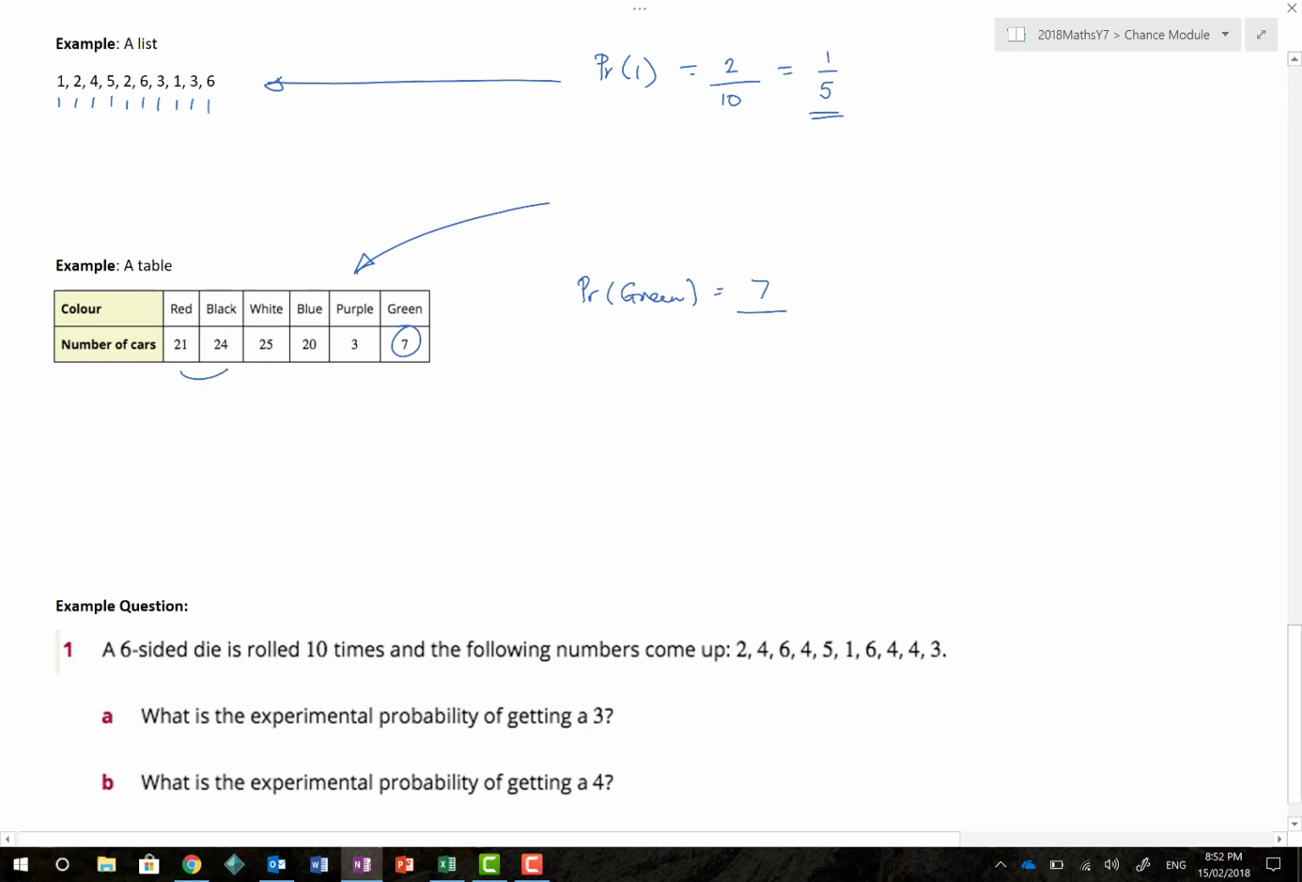21 and 24 gives me 45. Add on the 25 gives me 70. Add on the 20 gives me 90. Add on the 3 gives me 93. Add on the 7 gives me 100. Well, that's nice. That actually says 7 out of 100, which, if we were being asked for a percentage, we could just write down as 7%. Remember, anything divided by 100, we can just write as a percentage. Can I cancel this down? Nope. That is my final answer.